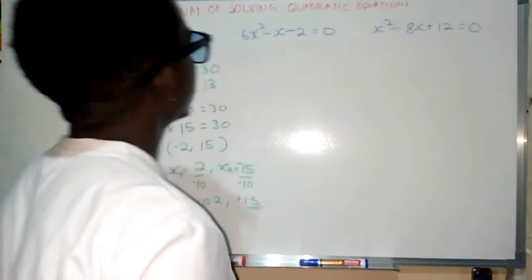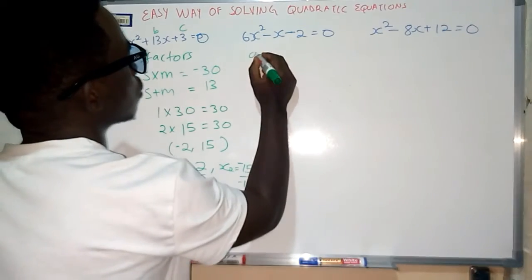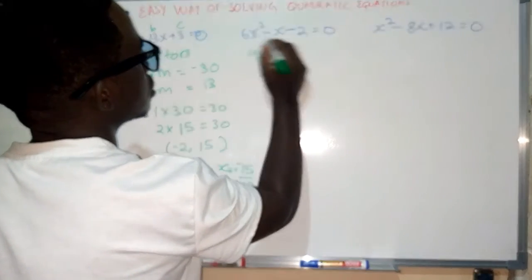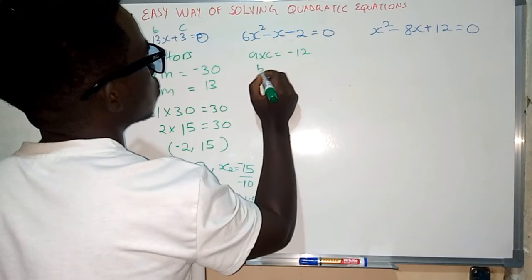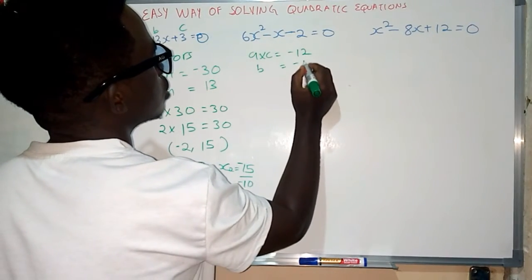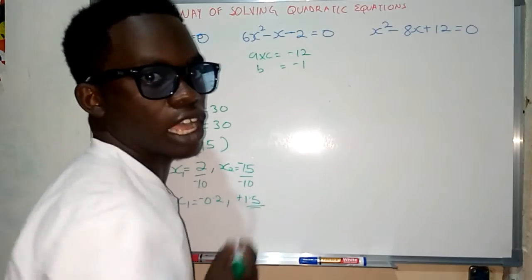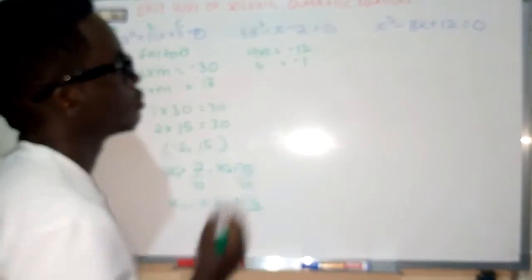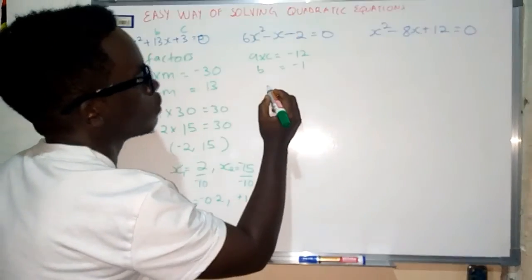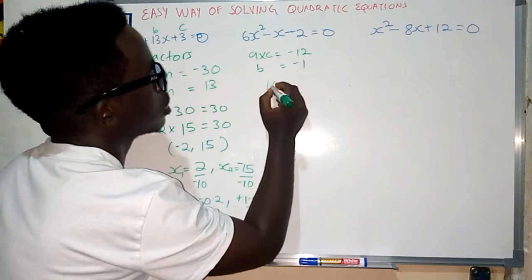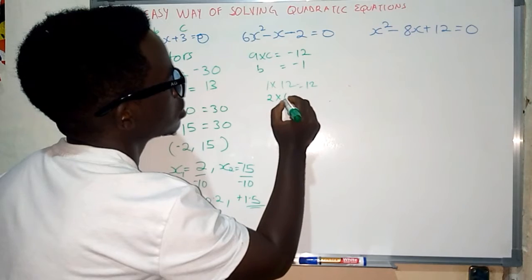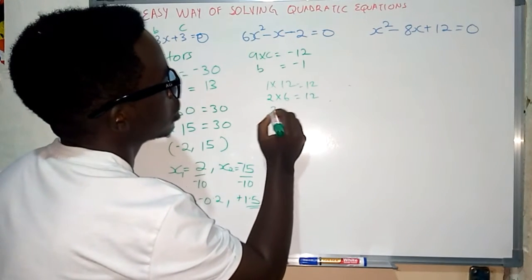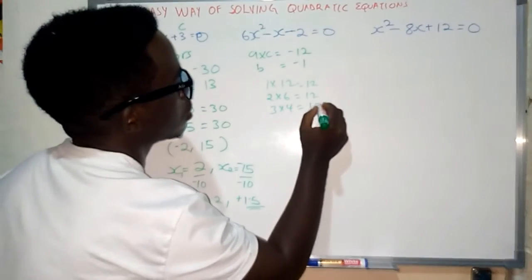Let's go to the second one. For the second one, I want the factors of a times c, which is 6 times negative 2, I get negative 12, and also the factor of b, which is negative 1. So I go and look for the factors of negative 12. I have 1 times 12, which is 12. 2 times 6, which is 12. Then 3 times 4, which is 12.